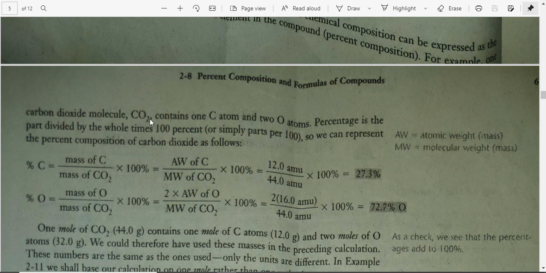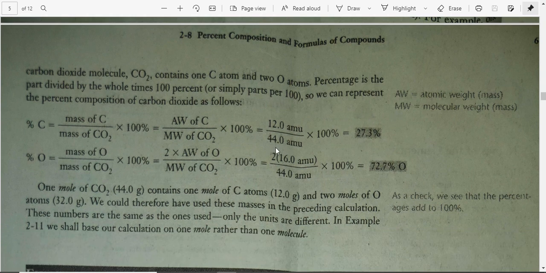Okay, so therefore, if we are given an example, what is the percentage of your carbon? Okay, so we need to get the mass of the carbon and the mass of your compound itself, then times 100. So that is very simple. You need to get the atomic weight of your carbon. Atomic weight you can find in your periodic table. Then the molecular mass of the compound, since none was given, we use the standard: one carbon and two oxygen. So that would sum up to 44, because you have 16 plus 16. The atomic weight of oxygen is 16.